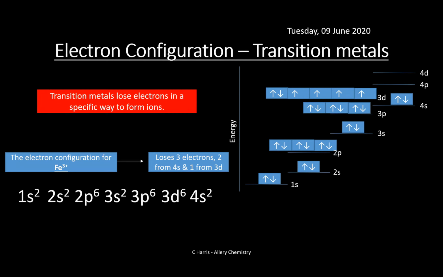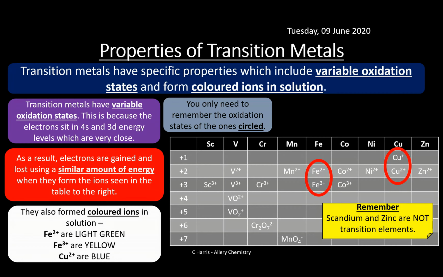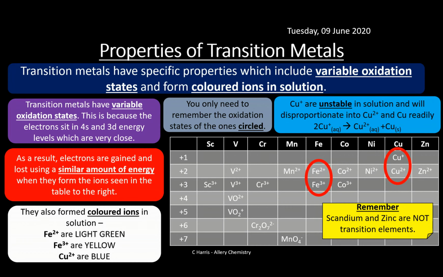So here they are. You can see the coloured ions: iron 2+ is light green, so you need to know that Fe2+ is a light green colour when it's dissolved in water. Fe3+ is a yellowy, orangey colour when dissolved in water, and copper 2+ is blue. Now, the copper 1+, this is unstable. So copper plus is unstable in solution. And what will happen is this will readily disproportionate into Cu2+ and copper.